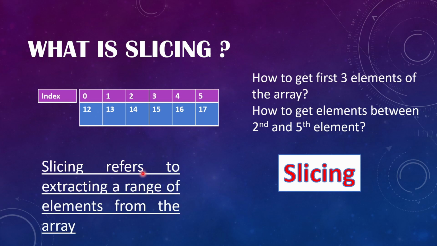Slicing refers to extracting a range of elements from the array. If we again go to the previous question, that is how to get the first 3 elements of the array, that means we want to extract the first 3 elements of the array. This is what slicing means.